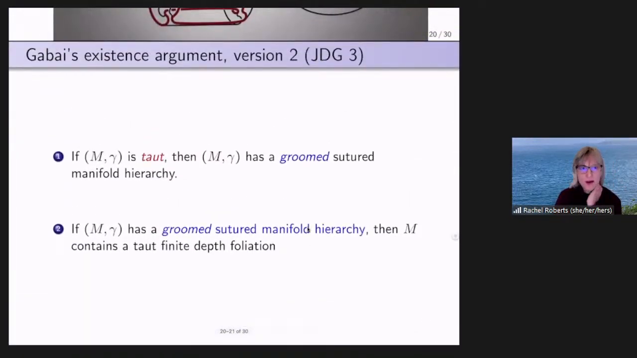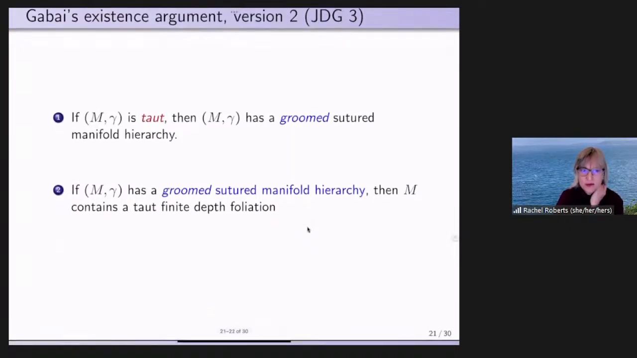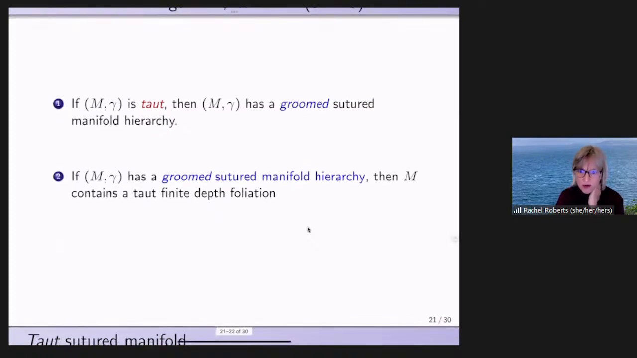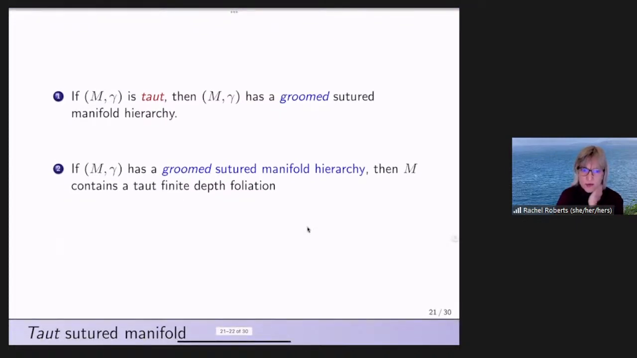So Gabai's existence argument breaks down into two steps. The first requires me again to give you some definitions. If M is taut, we know what taut foliations are. We don't yet know what taut sutured manifolds are. Then M has a groomed sutured manifold hierarchy, and I need to tell you what groomed means. And in the other direction, if you have a groomed sutured hierarchy, then you can construct a taut finite depth foliation.